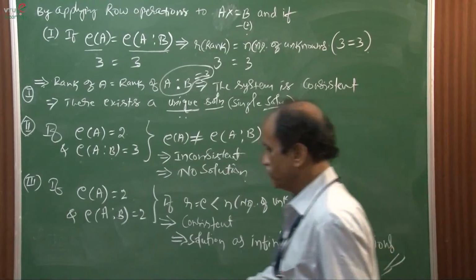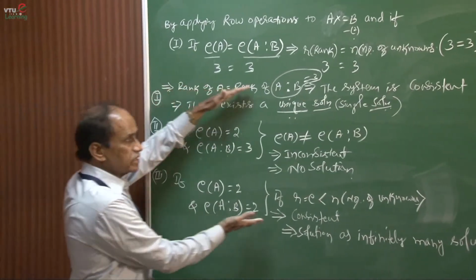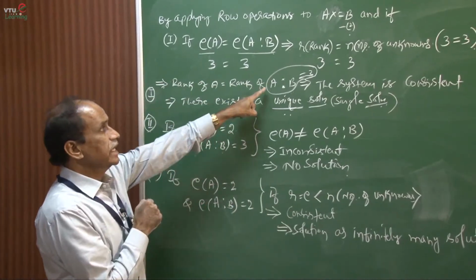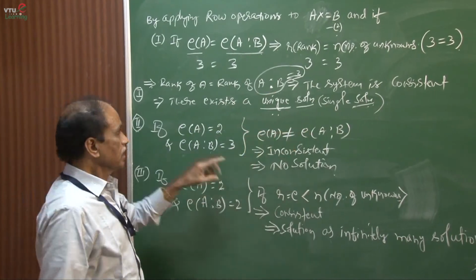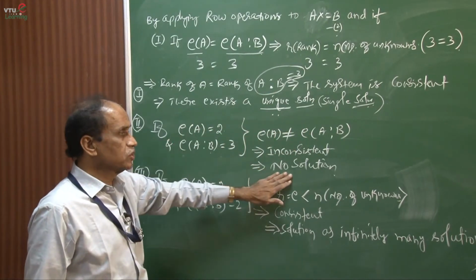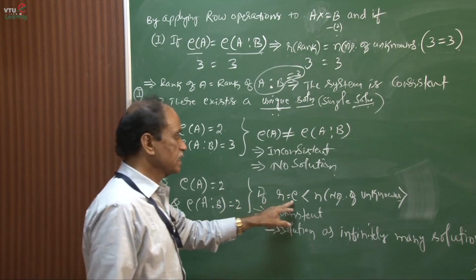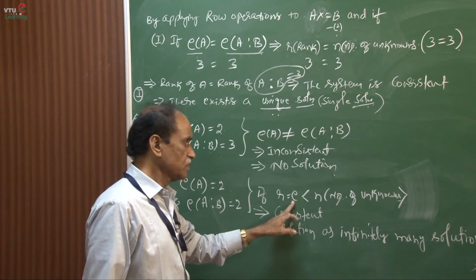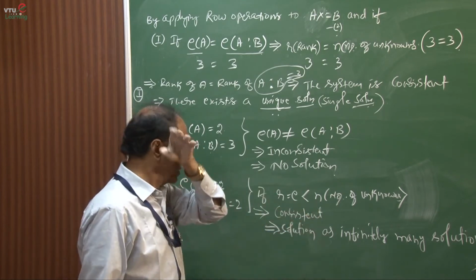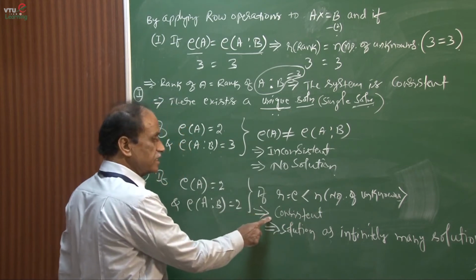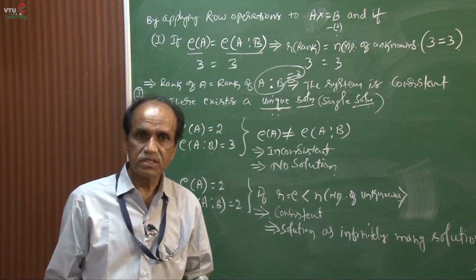Infinitely many solutions. So, you remember these three very important cases. One is ranks are same and equal to the order, there exists a unique solution. Ranks are not same, there exists no solution. And ranks are same but still r equal to rho is less than n, the number of unknowns, then it is consistent but the solutions will be many.